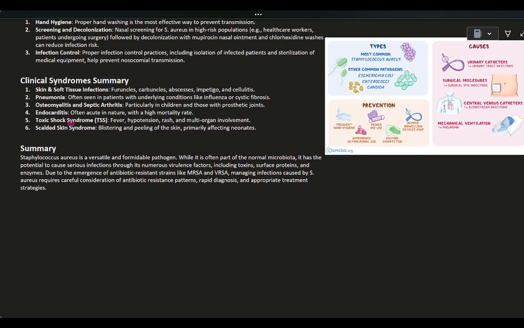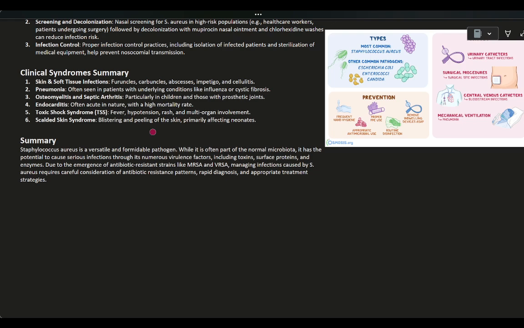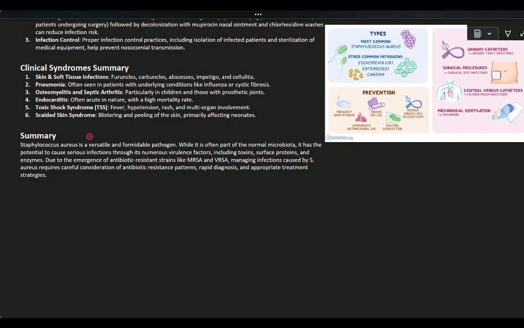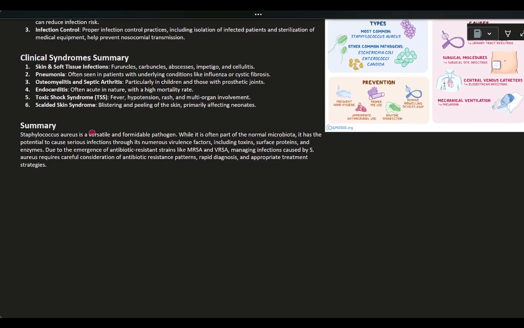Then we have toxic shock syndrome, which we need to pay attention to, because it presents with clinical characteristics of fever, hypotension, rash, and multi-organ involvement or impairment. And then scalded skin syndrome involves the blistering and peeling of the skin. Once again, it primarily affects neonates. So pay attention to these clinical signs and symptoms. If you find any of these, always consider a Staphylococcus aureus infection as one of your differential diagnoses.